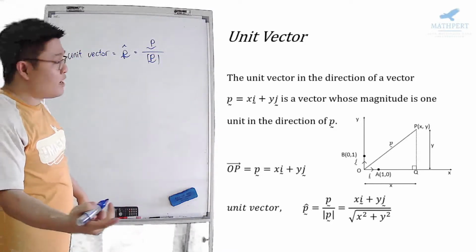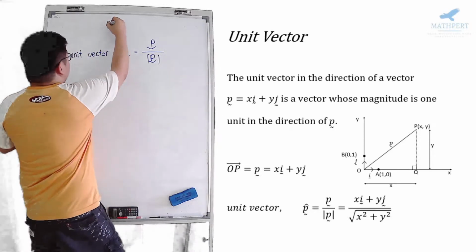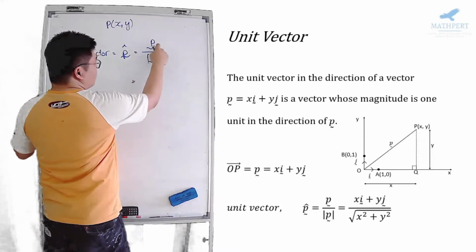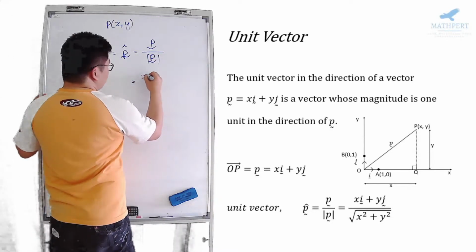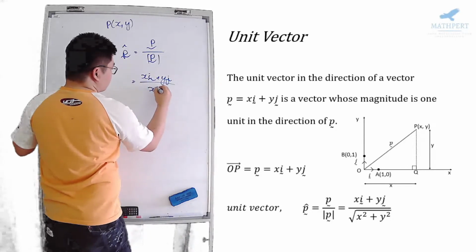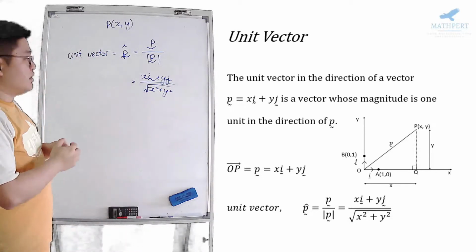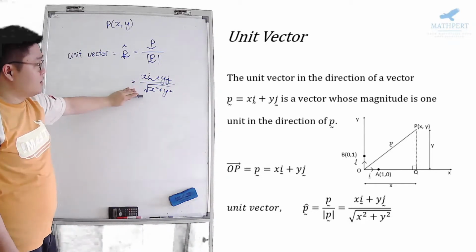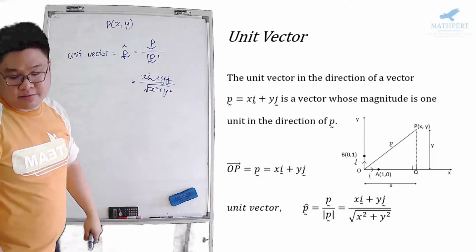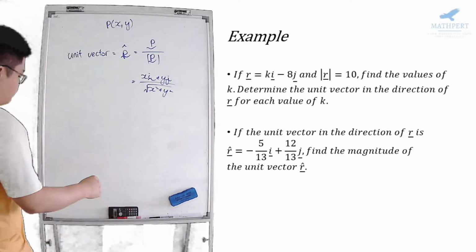In this case, given by the question, the coordinate of P is (x, y), so vector p will be xi plus yj, and the magnitude is the square root of x squared plus y squared. Okay, the denominator, the bottom one, is the magnitude of the vector. Alright? So, example.